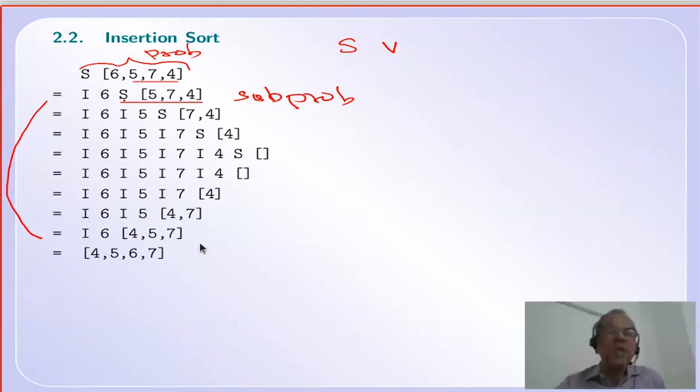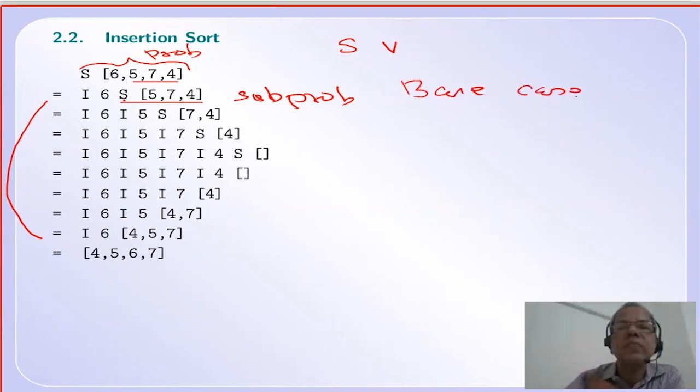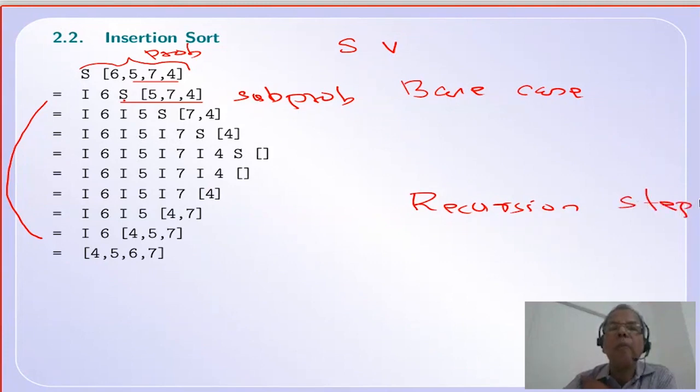Take a minute and write the algorithm before we go to the next slide. What is the base case? What is the recursion step? What is the base case? Can anyone try?